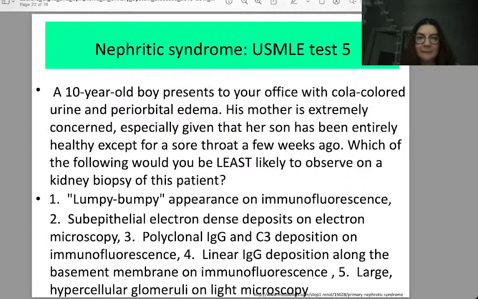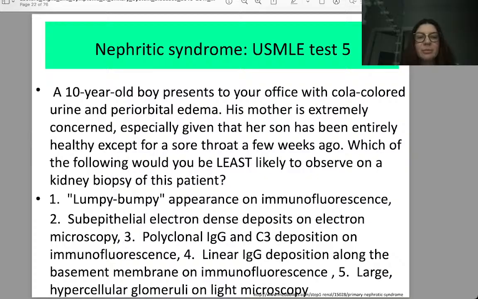Question 5. A 10-year-old boy presents to your office with cola-colored urine and periorbital edema. His mother is extremely concerned, especially given that her son has been entirely healthy except for a sore throat a few weeks ago. Which of the following would you be least likely to observe on a kidney biopsy of this patient?